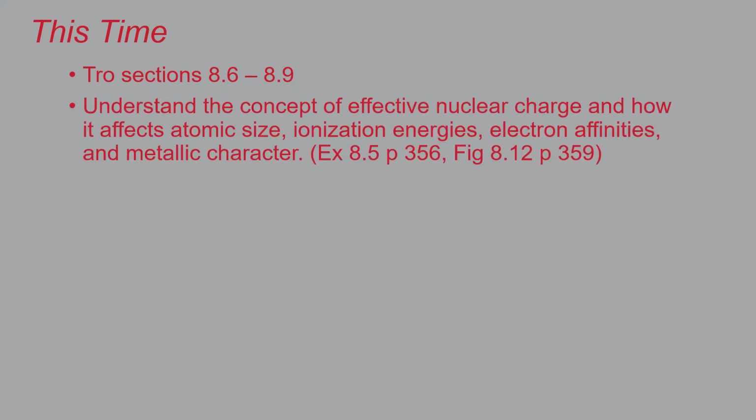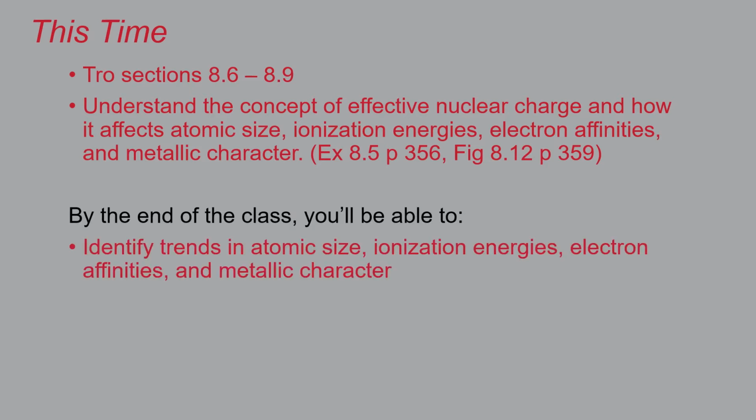Today we're talking about what's covered in intro sections roughly 8.6 to 8.9. In relating this to some of the course learning objectives, we're going to understand the concept of effective nuclear charge and how it affects atomic size, ionization energies, electron affinities, and metallic character. By the time we're done today, I think we get 5 videos, but they're all pretty short. You're going to be able to identify the trends in atomic size, ionization energy, electron affinities, and metallic character.